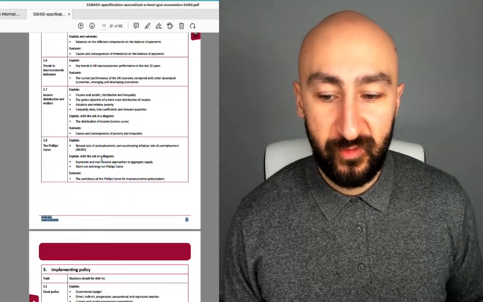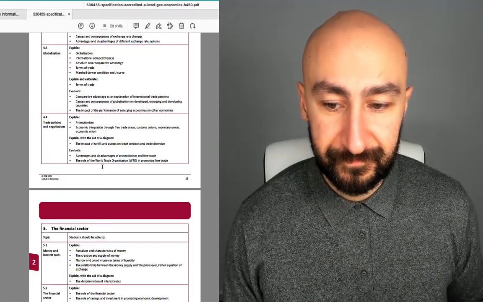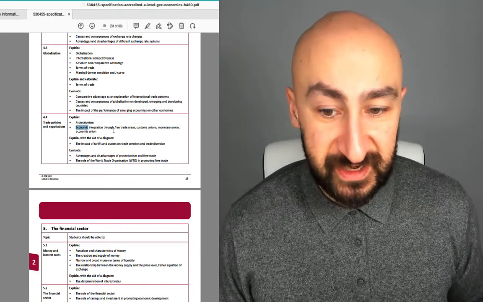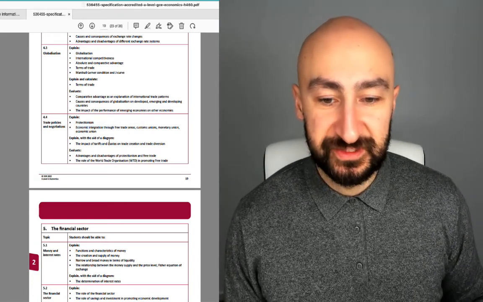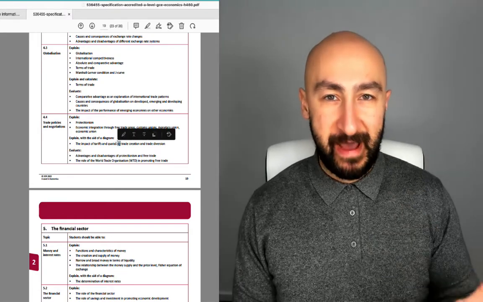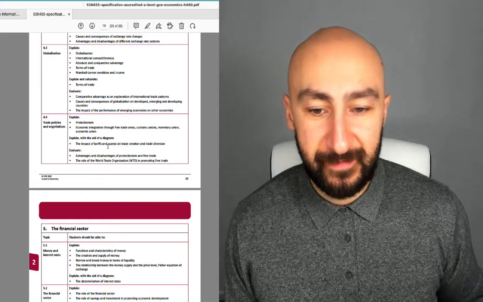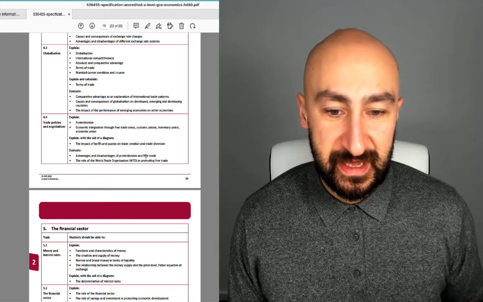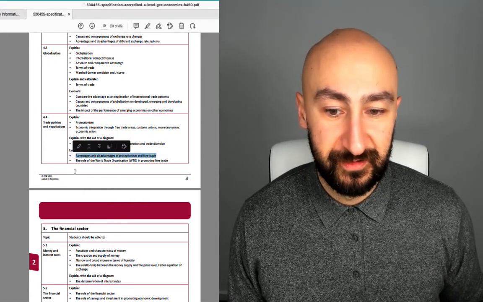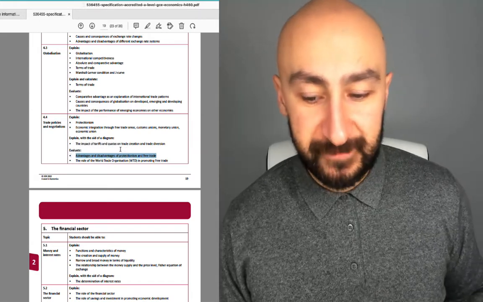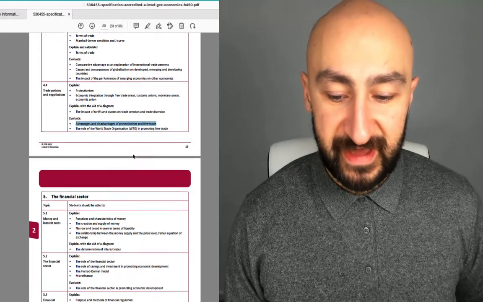So if we go to 4.4, protectionism, free trade areas, customs unions, monetary unions. So you need to understand a lot of that. So usually they ask questions about the restrictions of that free trade. So you're talking about tariffs, quotas, and so forth, because you have to understand the advantages and disadvantages. So if there's going to be a big question here, then they'll ask it about that.